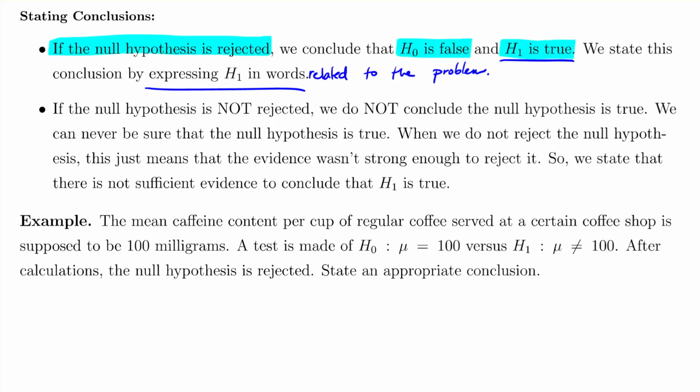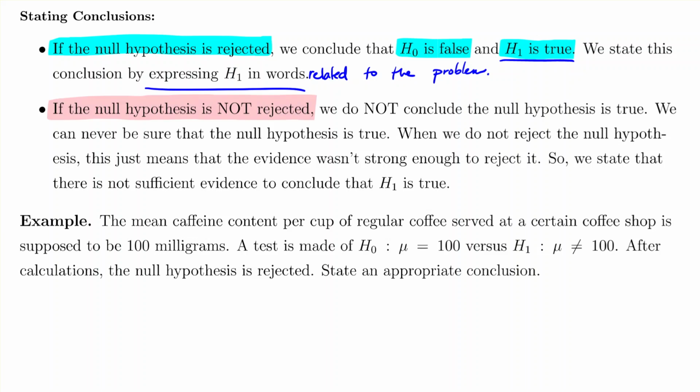So let's just say this one more time. If the null hypothesis is rejected, so if we get enough evidence to reject the null hypothesis, then we conclude that the null hypothesis is false and the alternate hypothesis H sub 1 is true. We then express whatever H sub 1 is in words related to the problem, and that is what we have shown to be true.